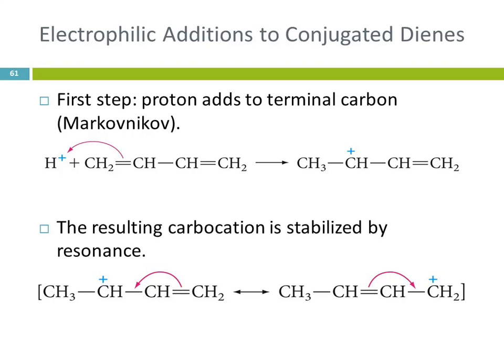Well, the first step is that this proton is going to add to the terminal carbon. This proton is an electrophile. It's seeking electrons, and so the 2 electrons from this pi bond are going to come over here and form a sigma bond between the hydrogen and carbon. That's what we get right here.